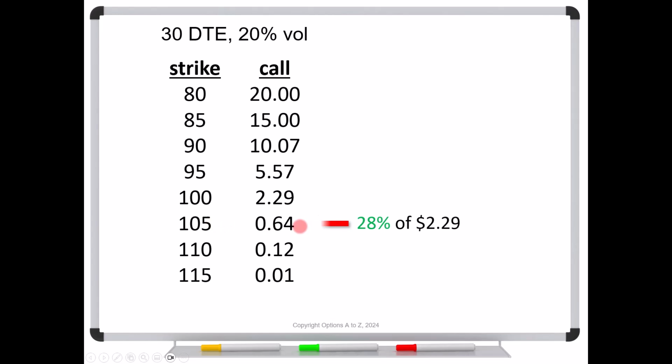Well, 64 cents is 28% of $2.29. So that would at least be in the ballpark. That would make somewhat financial sense to say, hey, look, I reduced the cost of my 100 call by 28%. And at least I got something for it. I got a greatly reduced cost. Now, I did sell off the tail, but I also got a pretty significant chunk off that price.